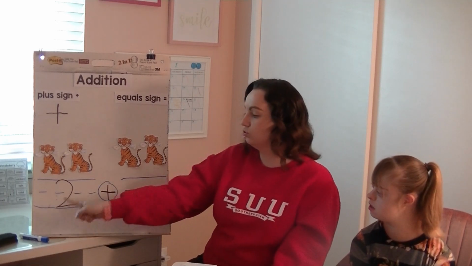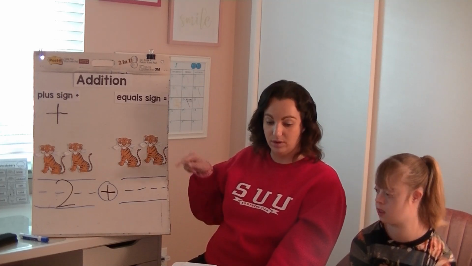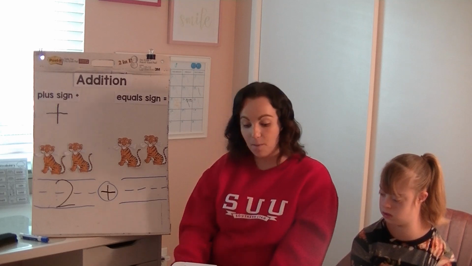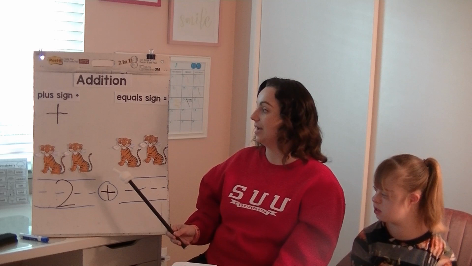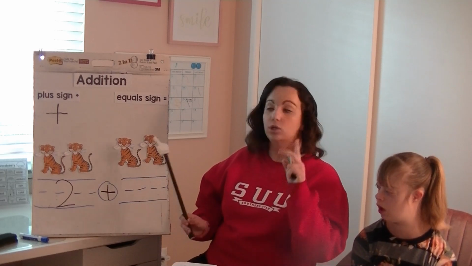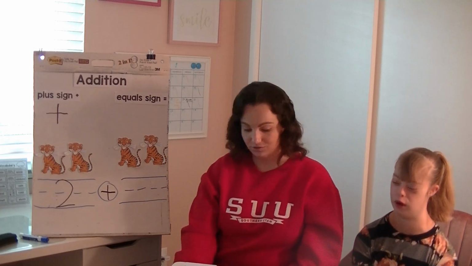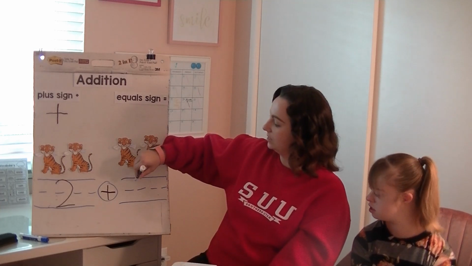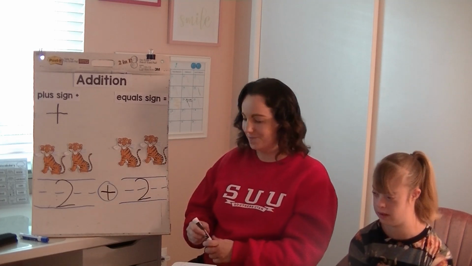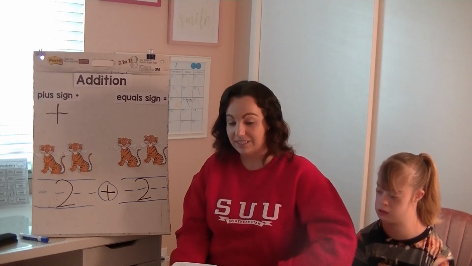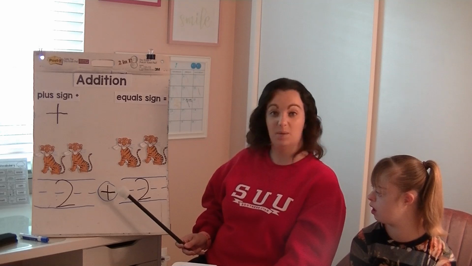So we have 2 plus, now we need to see how many are in this group. Let's go ahead and count to see how many are in this group. Ready to count along with me, Kaylee? Ready, set, let's count. 1, 2. How many are in this group? I say 2. Very good. So once again, I'll write how many are in this group. 2. Awesome job. So we were able to write out our addition so far. That says 2 plus, meaning there's more.